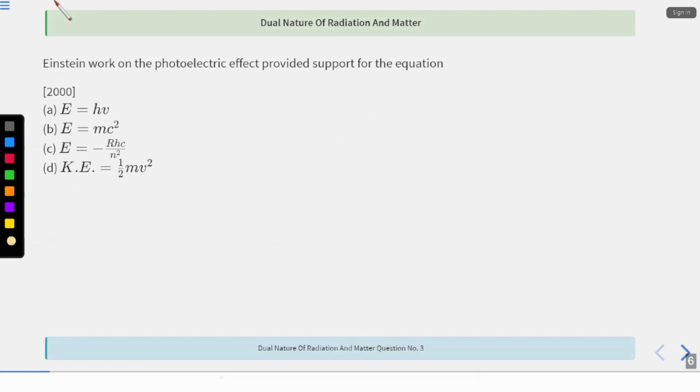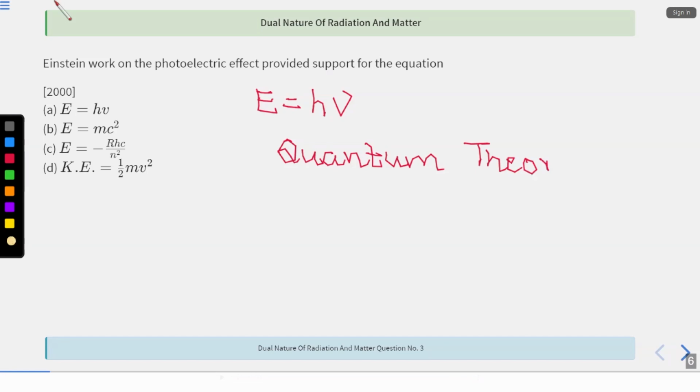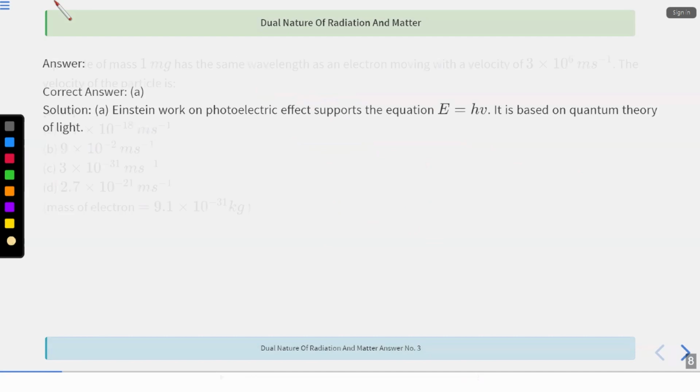Einstein work on the photoelectric effect provided support for the equation what? So we all know that the Einstein work on photoelectric supports the equation E is equal to Planck constant into the frequency, right? It is based on the quantum theory of light. So that is E is equal to h nu. Right. Okay, let's move on to the next question.